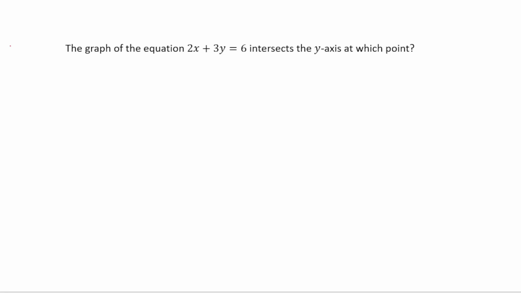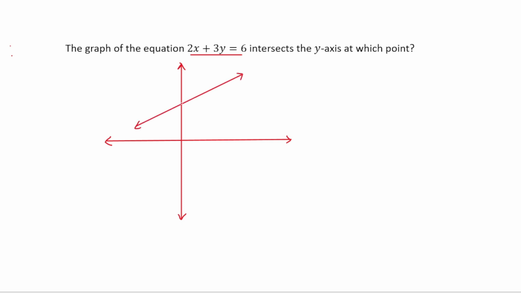The graph of the equation 2x plus 3y is equal to 6 intersects the y-axis at which point? So this is the y-axis and this is the x-axis. Let this be the graph of the equation, the equation of this line. So this line cuts the y-axis at this point.